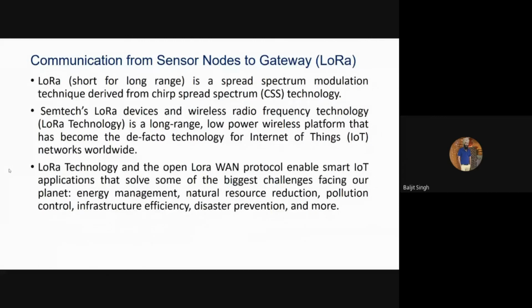LoRa technology is a long range, low power wireless platform that has become the de facto technology for IoT networks worldwide. It was patented quite recently, in 2014 or 2015, but it has become a very commonly used technology. LoRa technology and the open LoRaWAN protocol enable smart IoT applications that solve some of the biggest challenges facing our planet: energy management, natural resource reduction, pollution control, infrastructure efficiency, disaster prevention, and more.